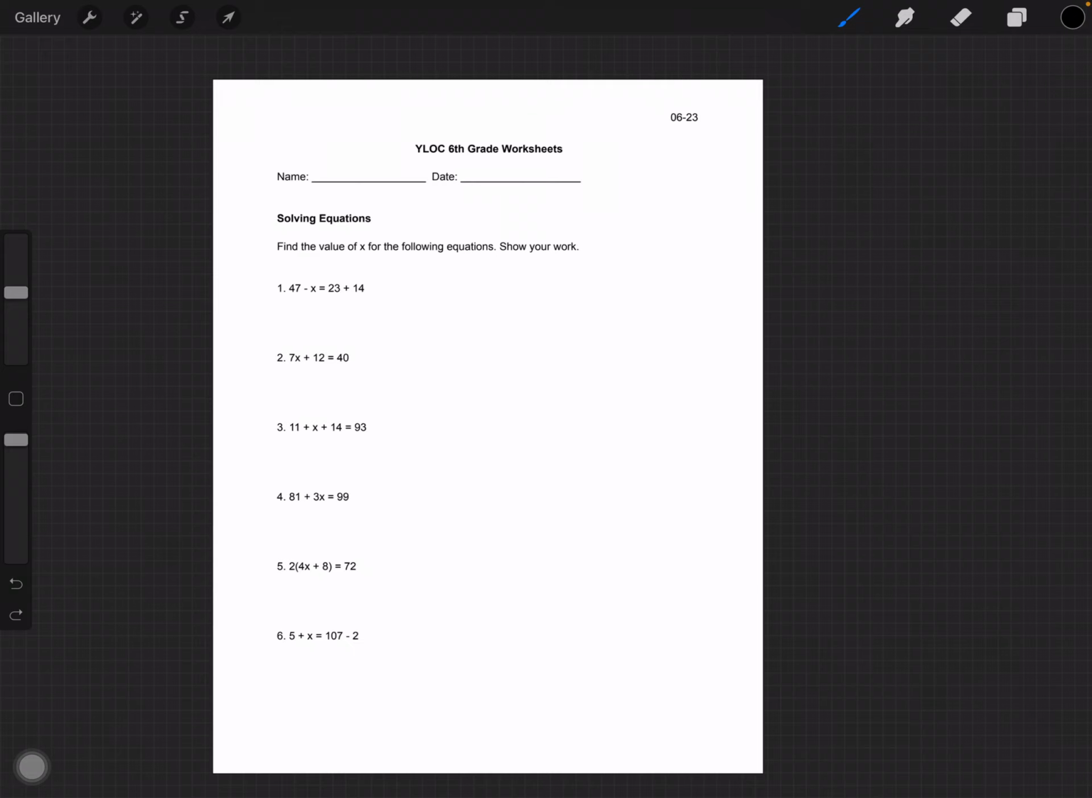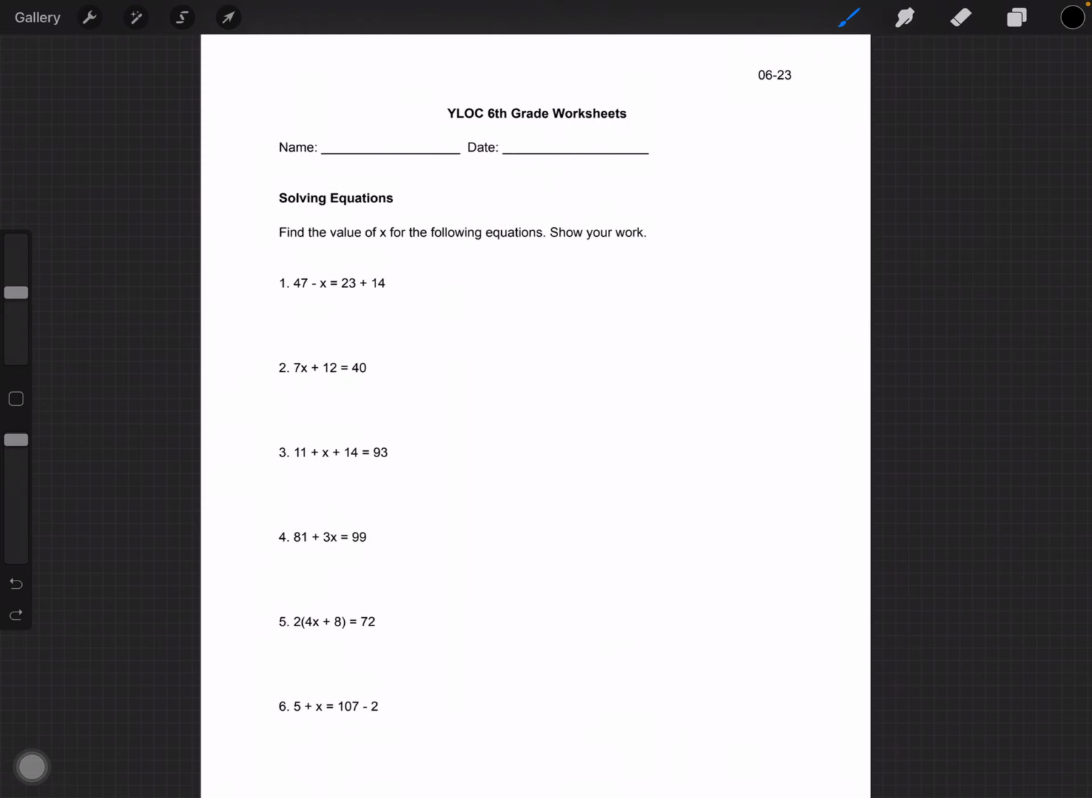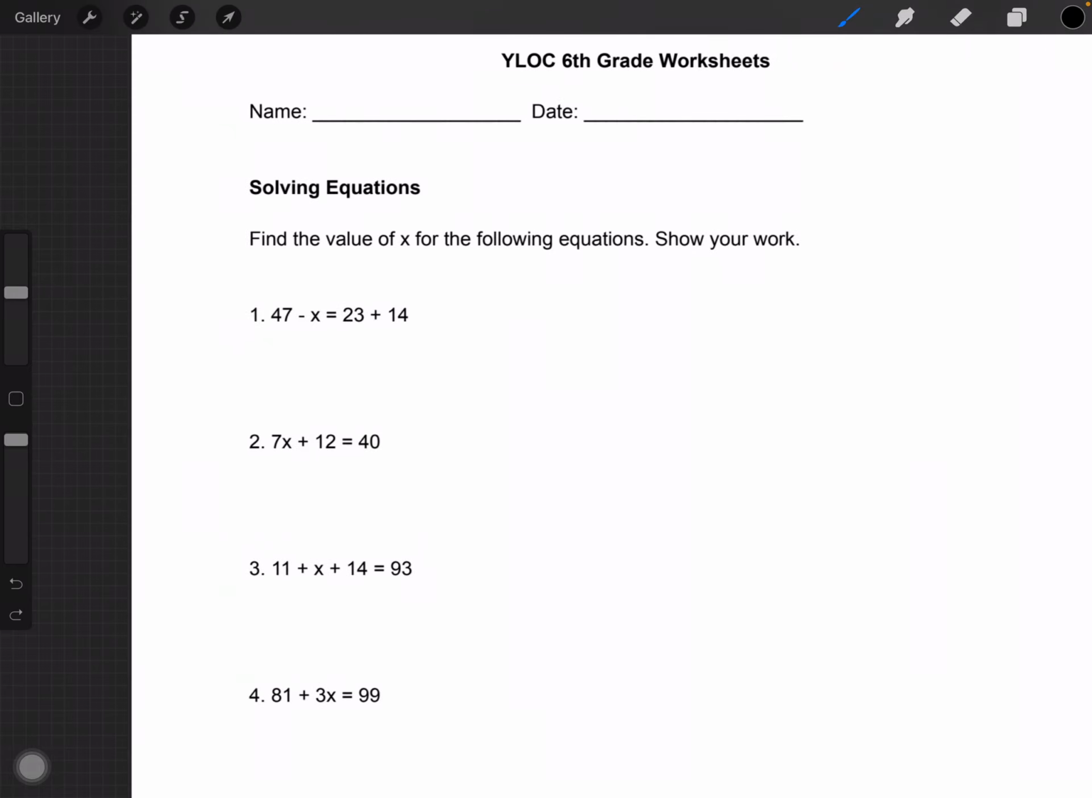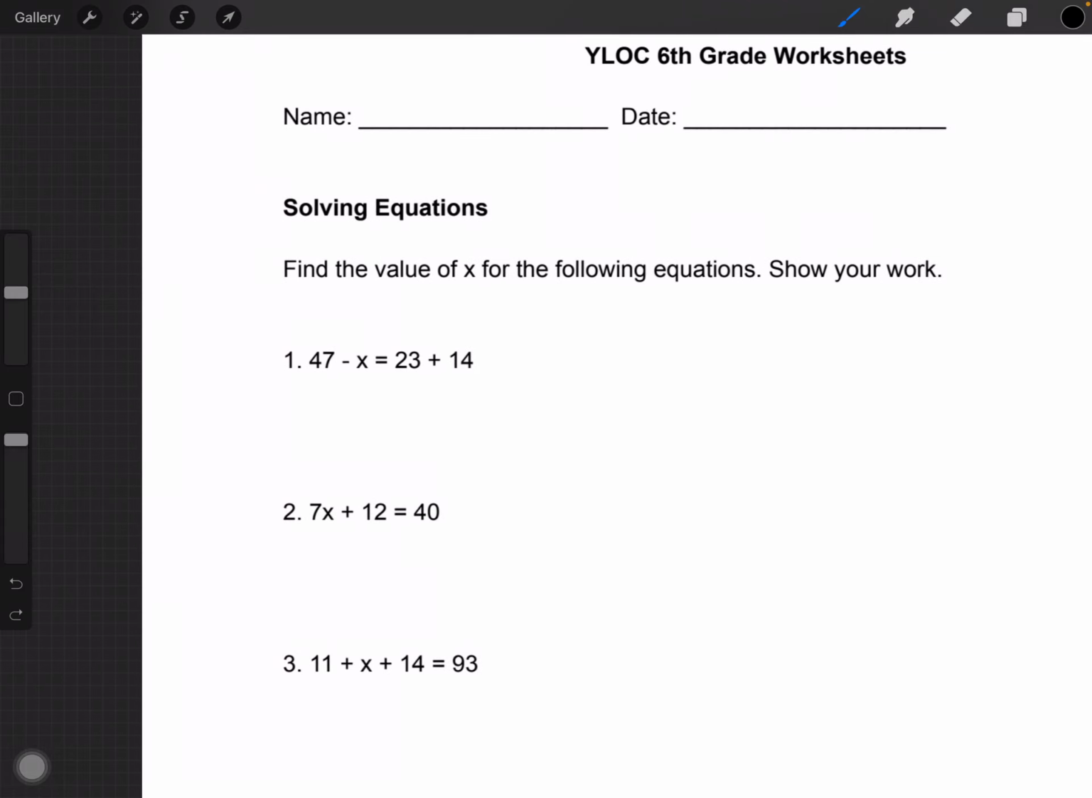So the first page that you should have gotten asks us to solve equations and to find the value of x for the following equations and to show our work. There's only one variable in each one, that's x, and x is a different value for each question. So we start at this one.